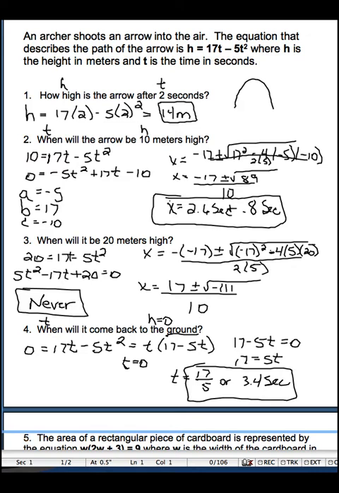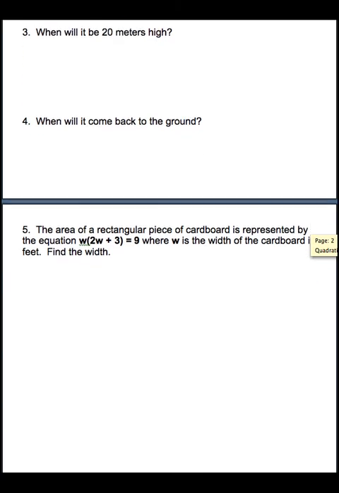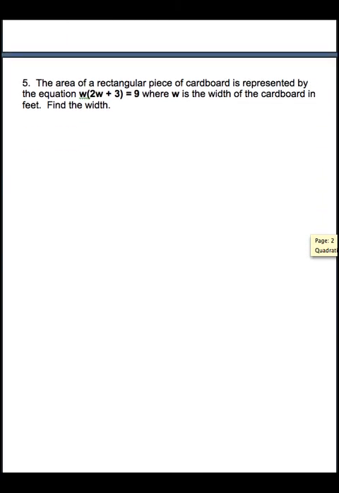All right, on our next page, let's see, go back to our mouse and move down. Okay. The next page is just a single problem.